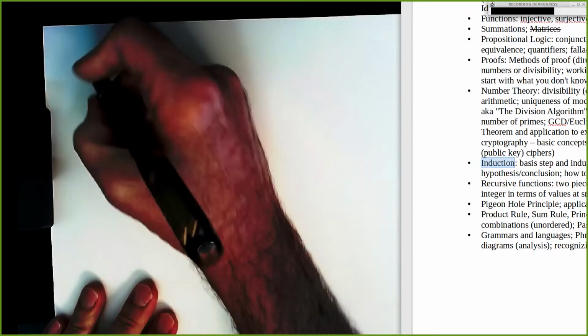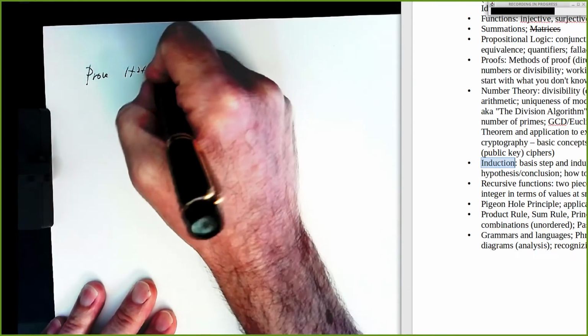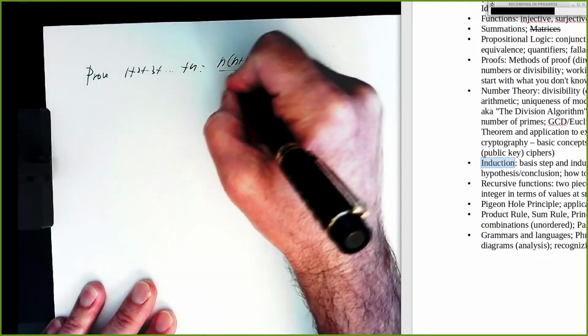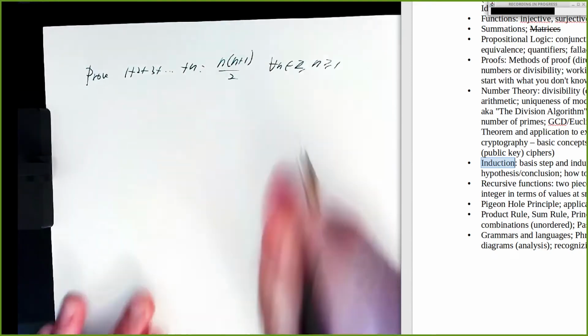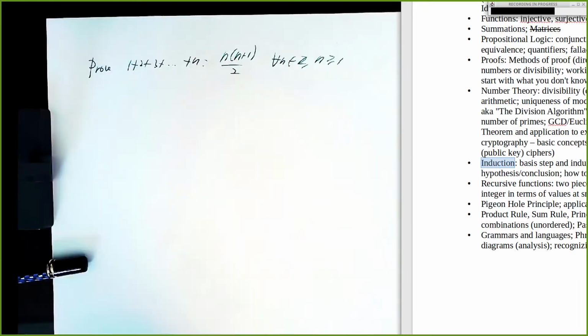So, for example, prove 1 plus 2 plus 3 plus ... plus n equals n times n plus 1 over 2 for all n contained in Z, n bigger than or equal to 1. So that's a clear statement of what I'm trying to prove. And that's typically what you'd be given on an exam, right? That would be the question: prove this.